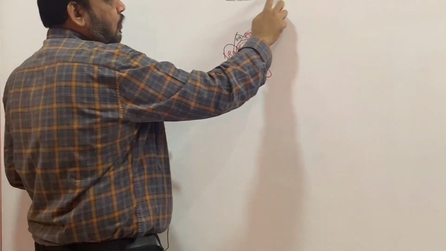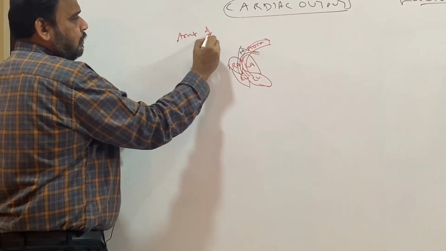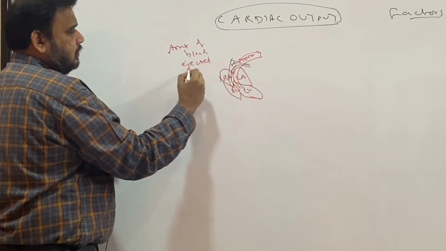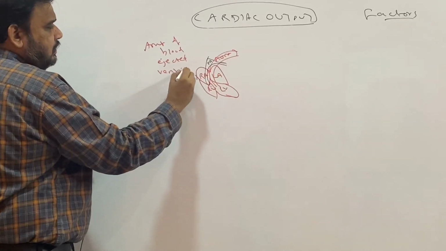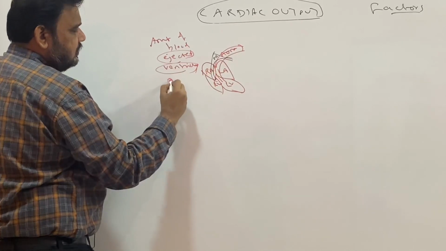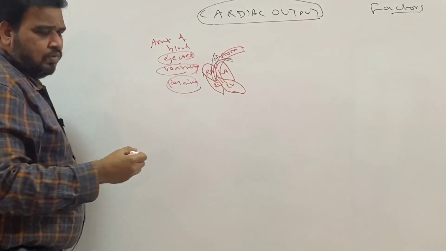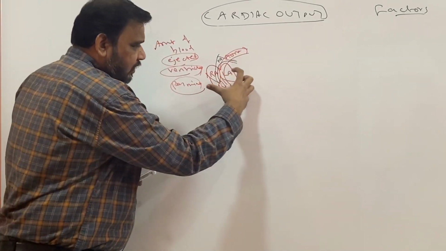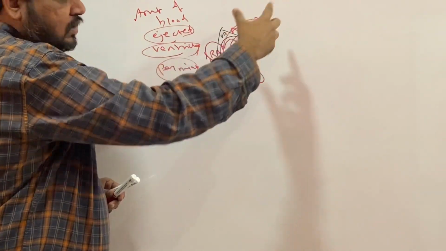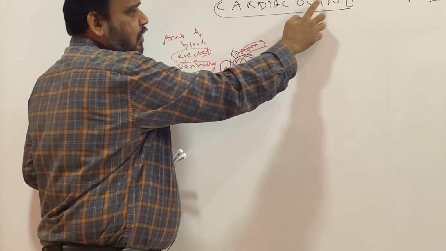So the definition of cardiac output is the amount of blood ejected from the ventricles per minute. Very important, I again repeat, cardiac output is the amount of blood ejected from the ventricles per minute. So it could be either the right ventricle or the left ventricle. The left ventricle pumps the blood and sends it into the aorta for circulation. This amount of blood pumped from the ventricles in 1 minute is called cardiac output.